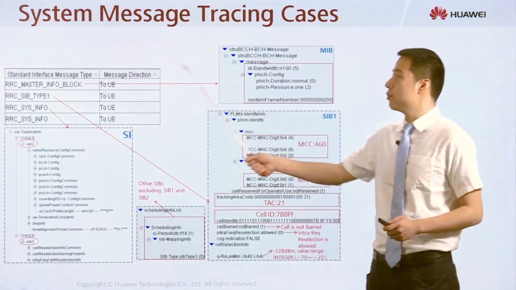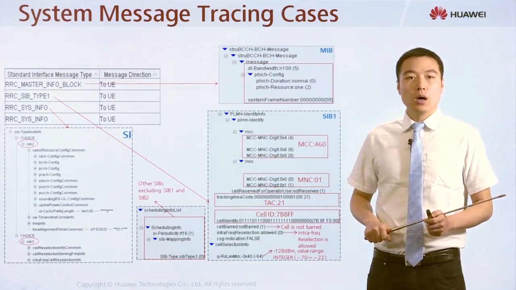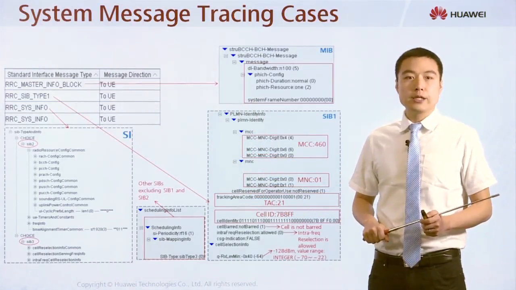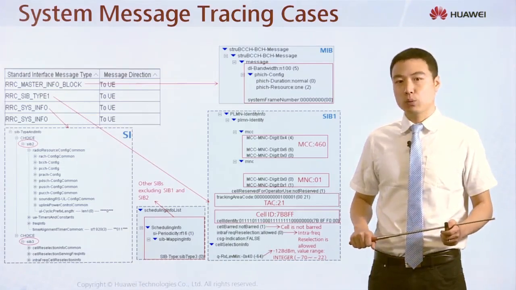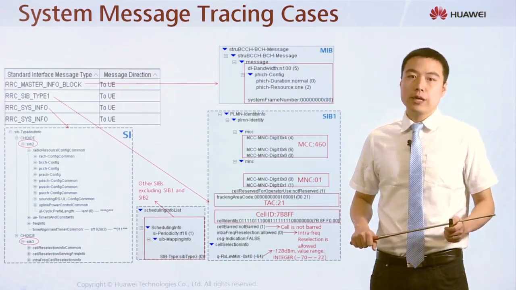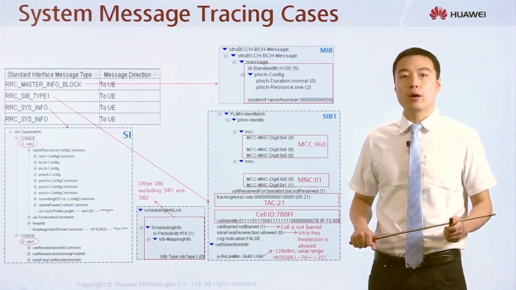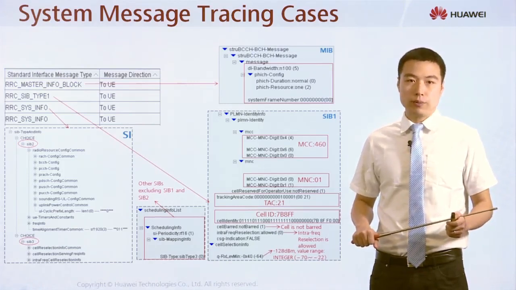This is examples for the MIB message and the SIB message. For the optimization engineer, we will configure a lot of parameters on the network side, especially on the eNodeB side. For example, the cell ID, the frequency of the cell, the tracking area code, and also the PLMN ID. All of this information we configured on the eNodeB.